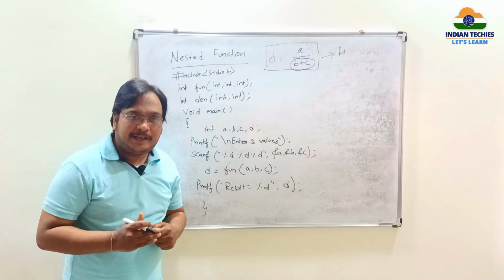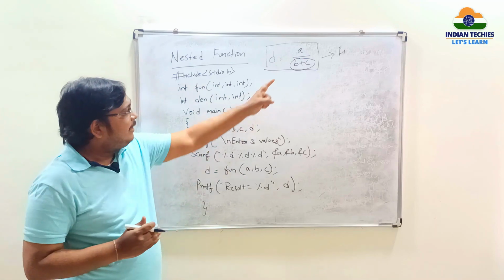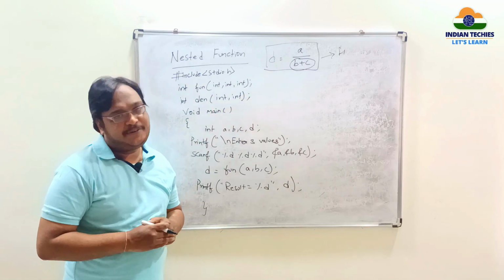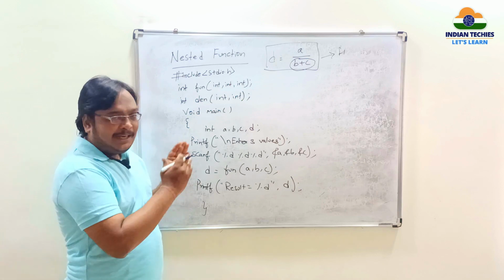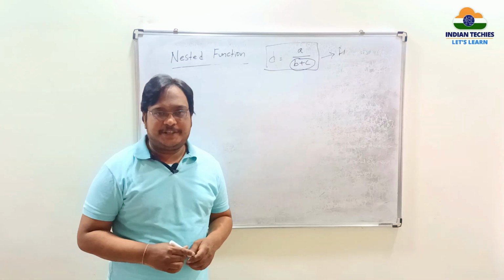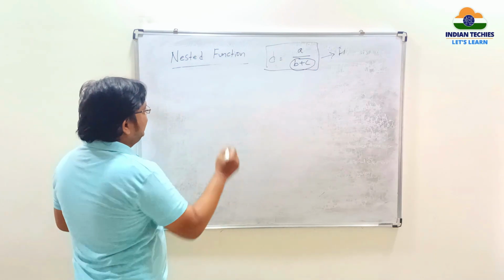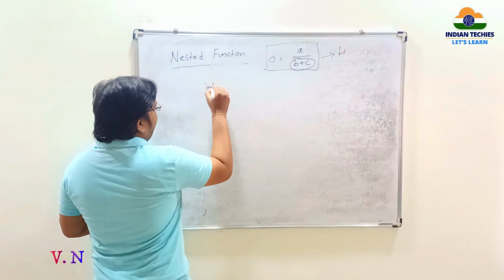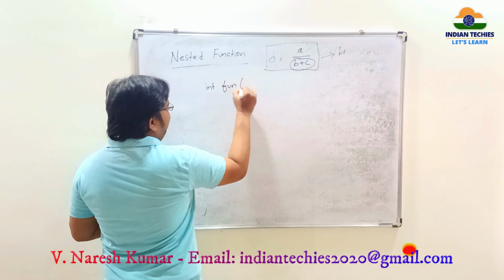Now what is pending? We have to calculate this total equation. How are we going to calculate? We will see the functions individually now. Now let's see those function definitions independently. Now the first one is int fun. We have given the name as fun.